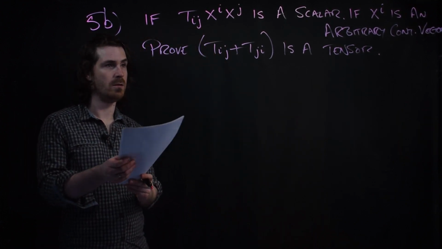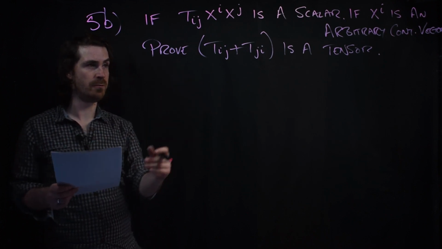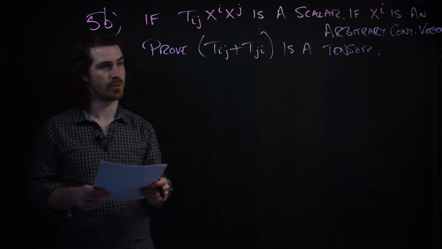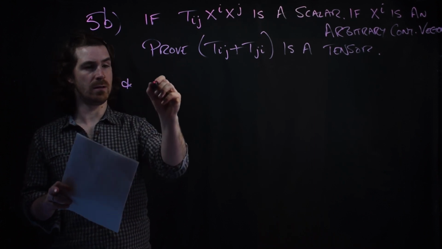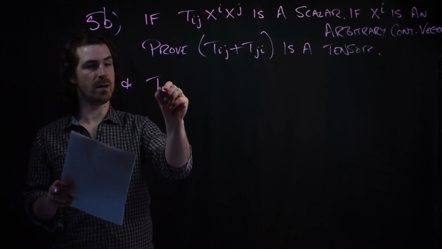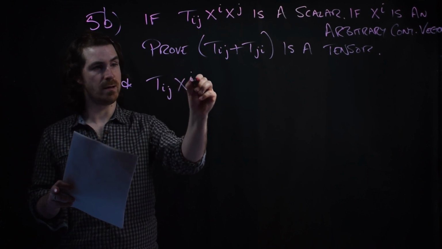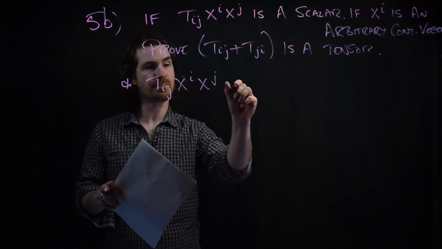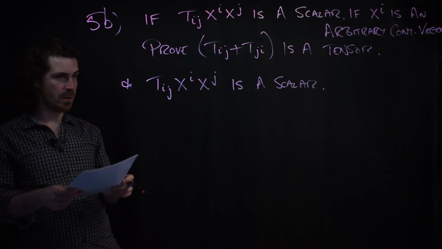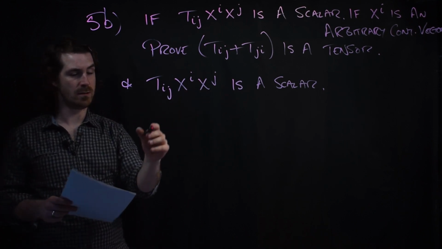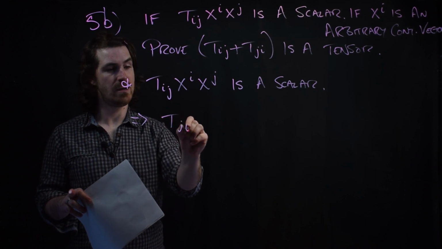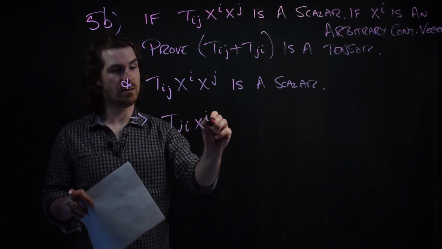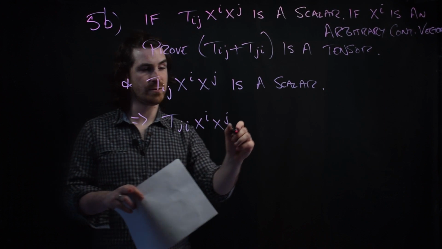Okay, so I'm just going to give you a couple of hints to start, but I'm not going to go through the whole thing. So the first thing is that it's telling us that Tij xi xj is a scalar. And if this thing is a scalar, then if you think about it, this implies that Tji xi xj is also a scalar.